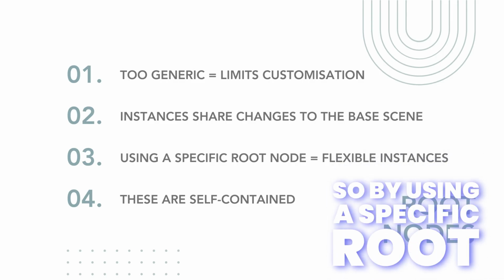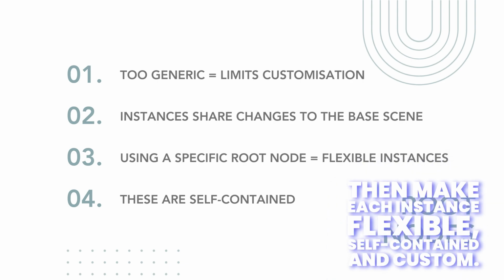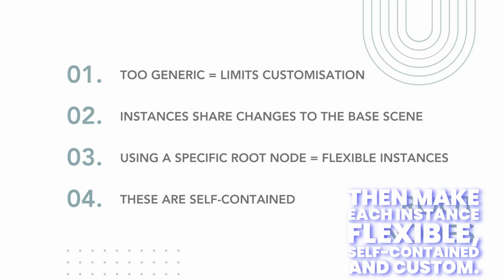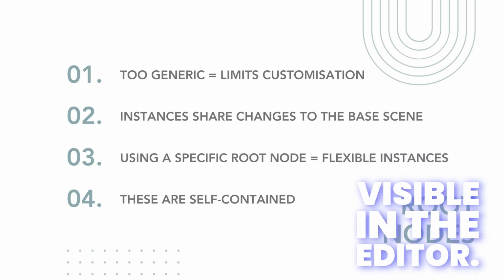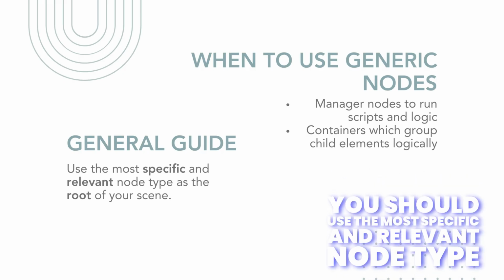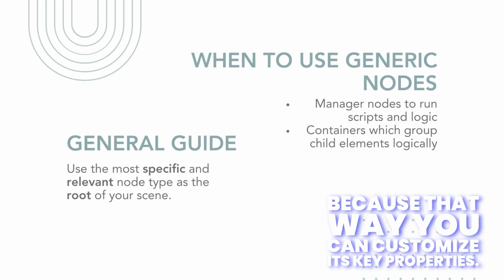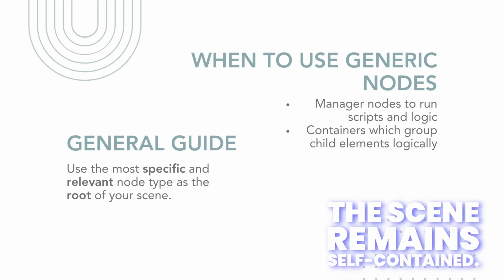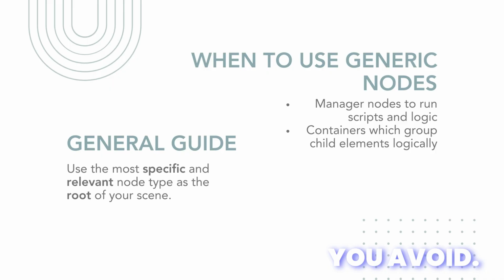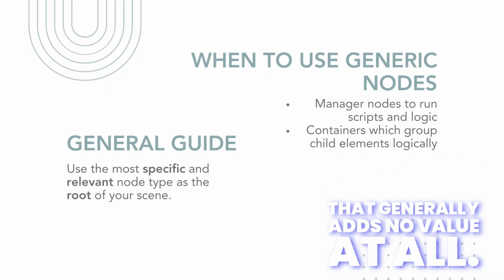So by using a specific root node, such as texture rect, you can then make each instance flexible, self-contained, and customizable in the editor. So the general guidelines, as a rule of thumb, you should use the most specific and relevant node type as the root of your scene, because that way you can customize its key properties, the scene remains self-contained, you avoid unnecessary nesting, so there's no dummy container root that generally adds no value at all.